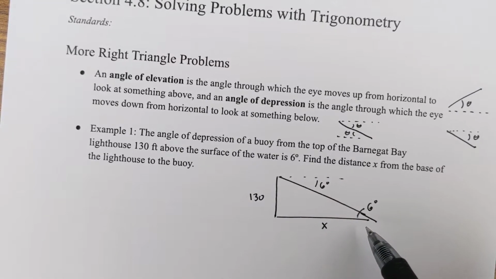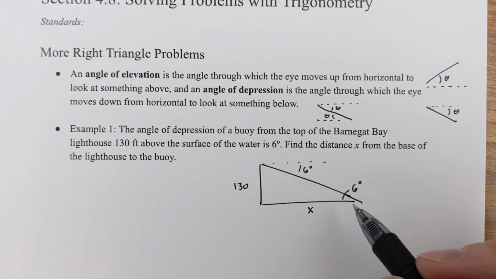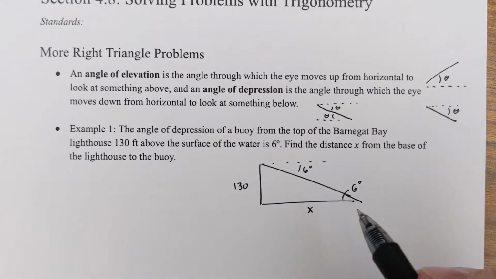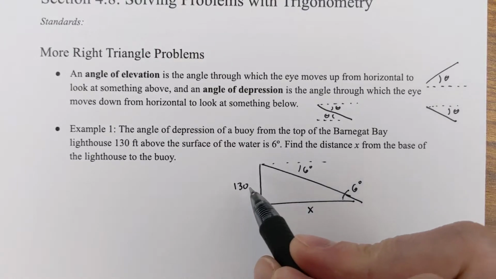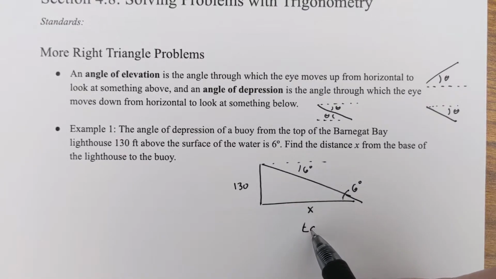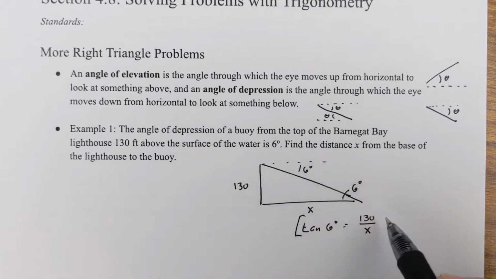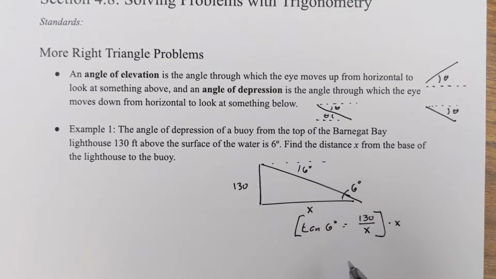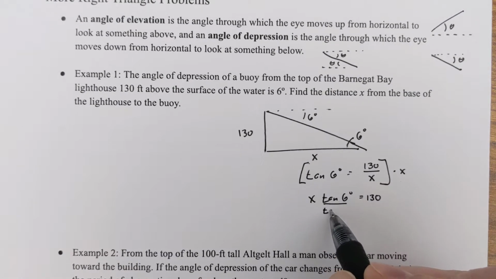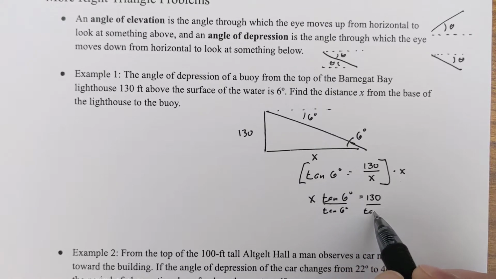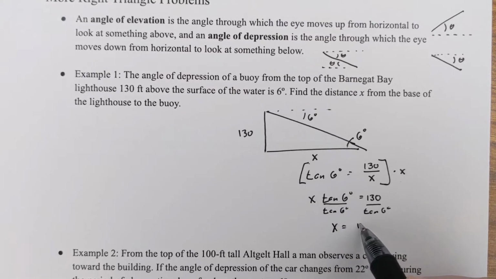So you need to pick one of our 3 trig functions, sine, cosine, tangent, because that's what the calculator has buttons for. From this 6-degree angle, I have the opposite and I have the adjacent, so I have the tangent. So the tangent of 6 degrees is equal to the opposite over the adjacent, 130 over x. I'm going to multiply both sides by x to get it out from underneath. So x tangent 6 degrees is equal to 130. Then I divide everybody by the tangent of 6. So x is equal to 130 divided by the tangent of 6.